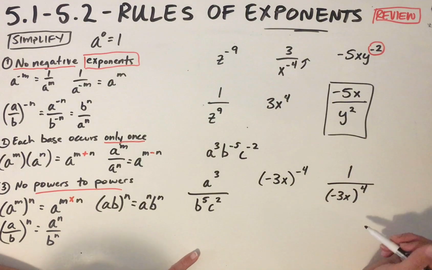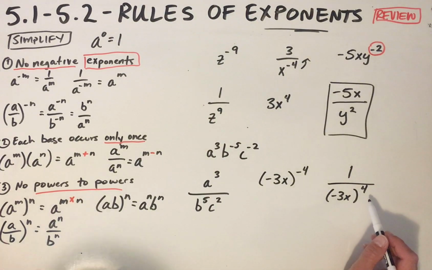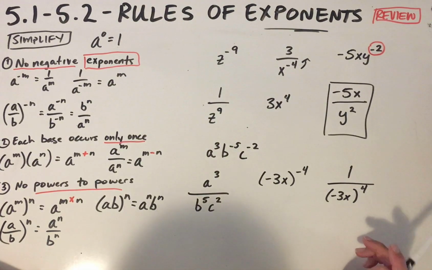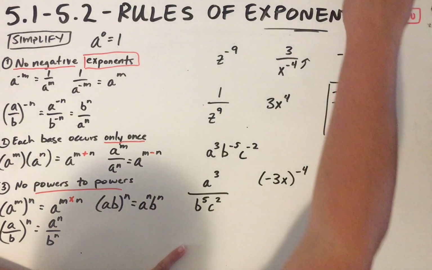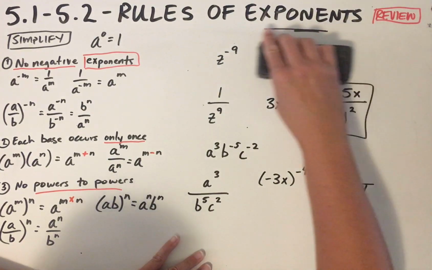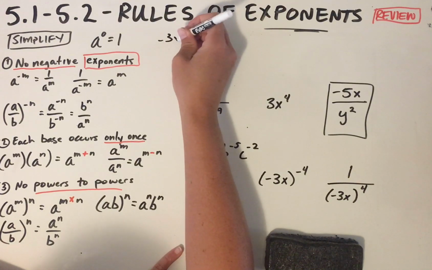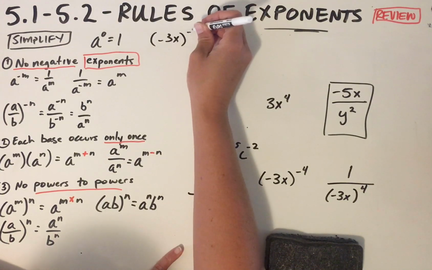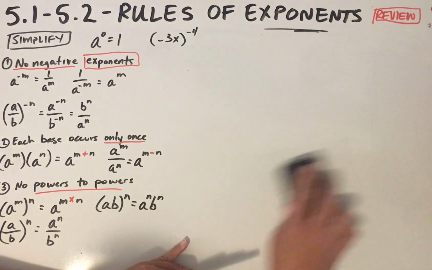But this is still not considered simplified. It's not because this is negative, but because I have a power to a power. So let's talk about how I would simplify powers to powers. Hold this thought right here, and we will go through each of these. I'm going to write this problem right up here so we come back to it. But first, I want to talk about how we would deal with each base occurring only once.